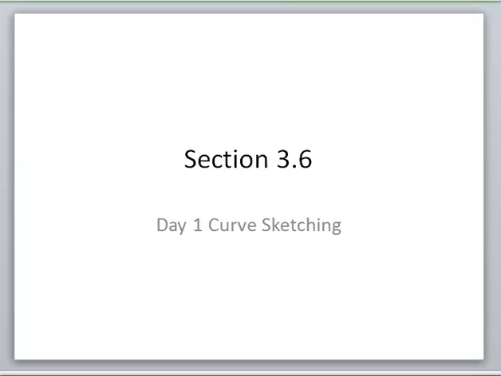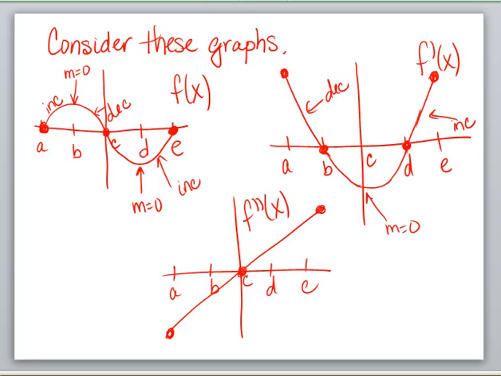Alright, today we're going to start curve sketching, and what that is, we're going to take all the things that we've learned in this whole unit and create graphs from them. Before we do, I'm going to have you just look at these graphs and consider these graphs. I've done this during class a couple of times, but we're going to talk about the function and then the first derivative and the second derivative real quick again.